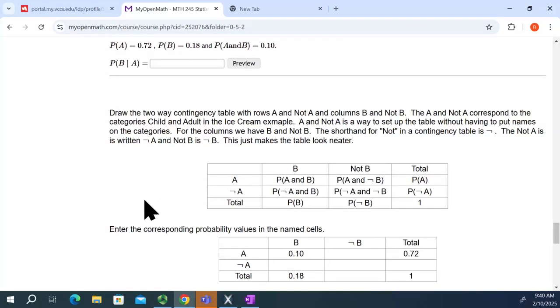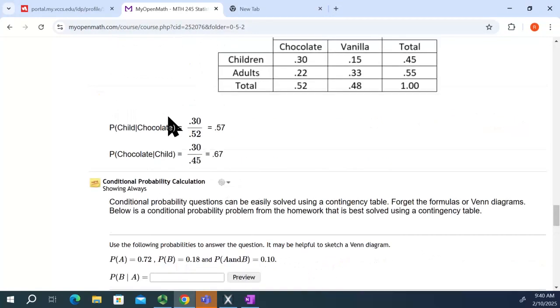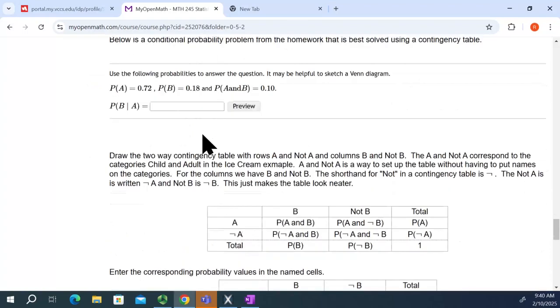We add here, the probability of A is A and B and A and not B. Probability of not A is over here. This is the probability of adults in this table. Probability of adults is 0.22 plus 0.33. So this is what's going to show in the homework. One of their favorite problems looks like this. This is a conditional probability. The probability of B given A occurred.